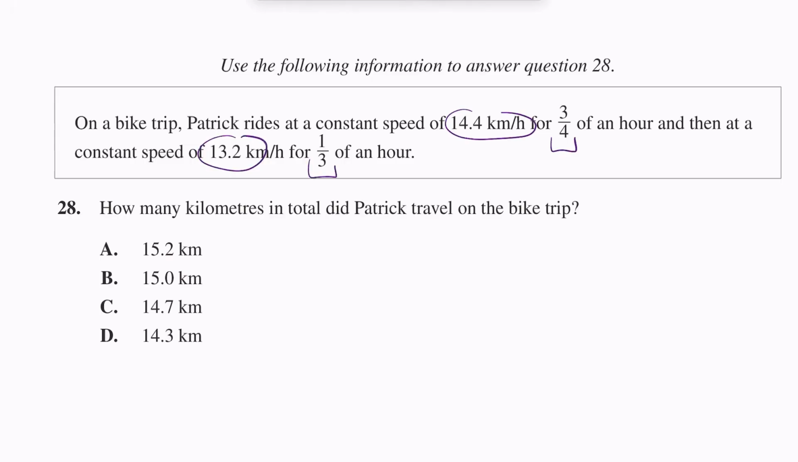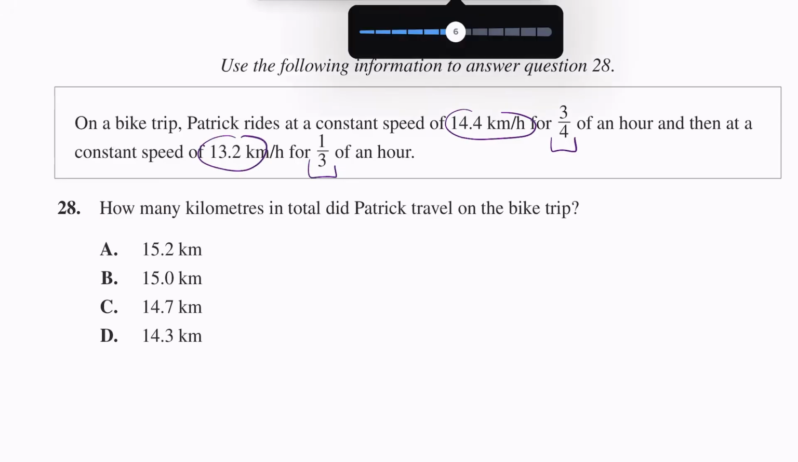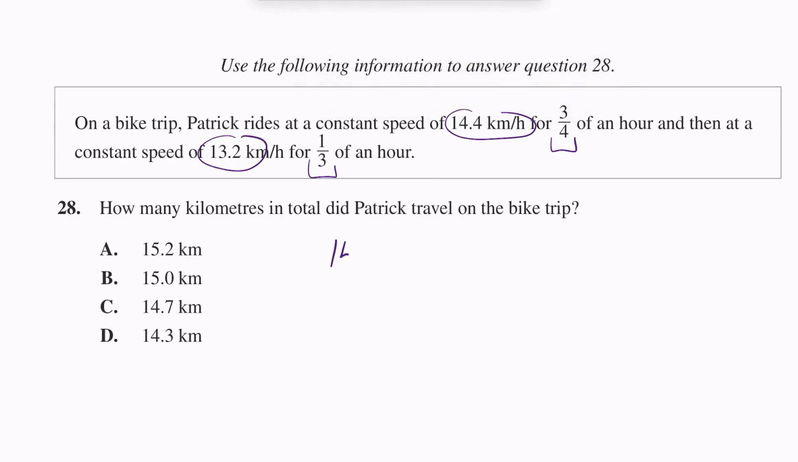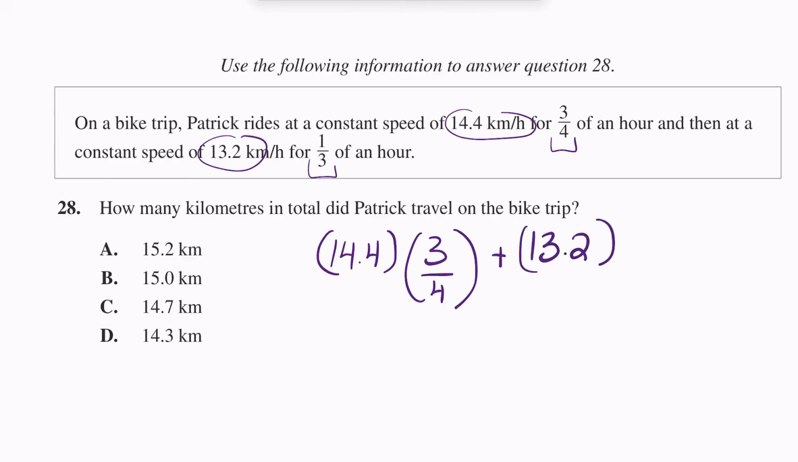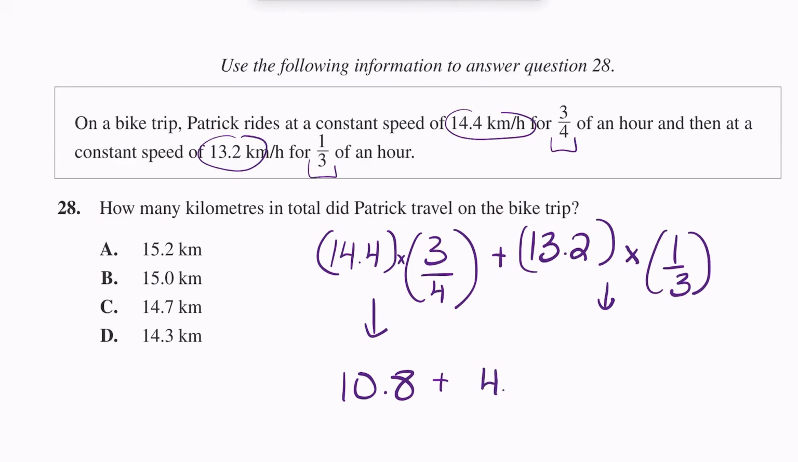So that's going to look something like this. This is going to be 14.4 kilometers per hour times the 3/4, added to our 13.2 kilometers per hour times our 1/3. Once we do that, this portion here is about 10.8. Add it to this portion here, which is 4.4, and that gives me a total of 15.2 kilometers. So our answer is this right here.